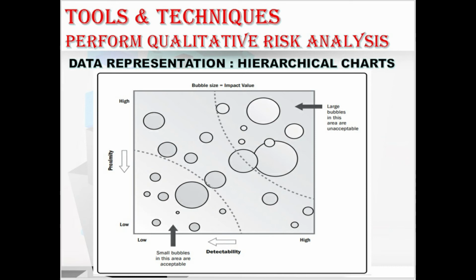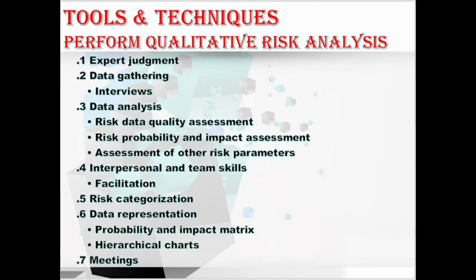We have meetings. To undertake this qualitative risk analysis, the project team may conduct specialized meetings, often called risk workshops, which I have explained in the identify risk process, which is dedicated to the discussion of the identified individual project risk. Hope you understood about this technique meetings also. So we have covered all the inputs, tools and techniques of this process. So let's move to its output.